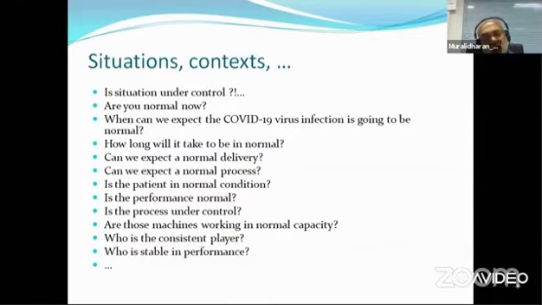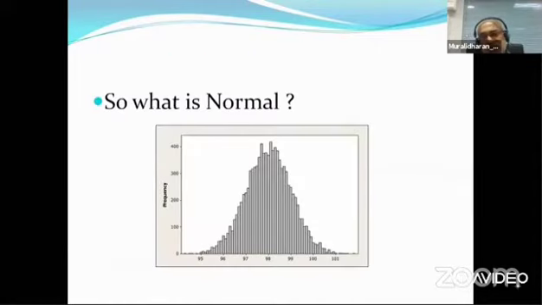What do you mean by control? What do you mean by stable? What do you mean by consistency? What are all these talking about? So no doubt it is talking about normal. Okay, look at this graph.